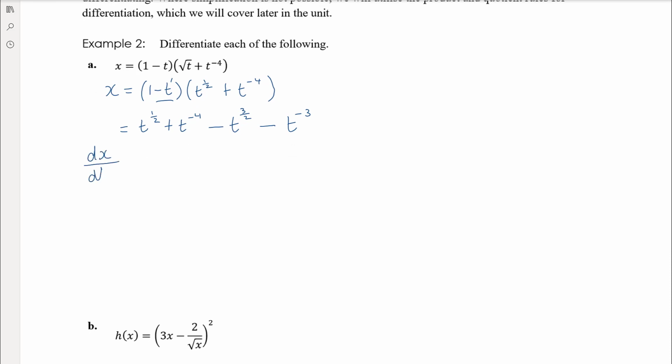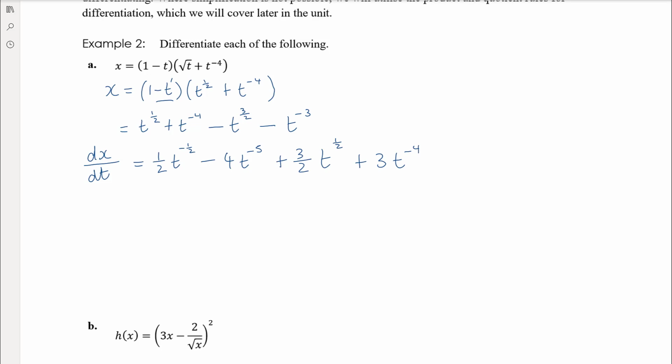Derivative of x in terms of t is dx dt. And so we're going to get half t and then subtract 1 from half, which is negative half. This will become minus 4 times t to the negative 5. This will become plus 3 on 2 t to the 1 on 2. 3 on 2 take away 1 is 1 half. And then we're going to have minus 3t to the minus 4.